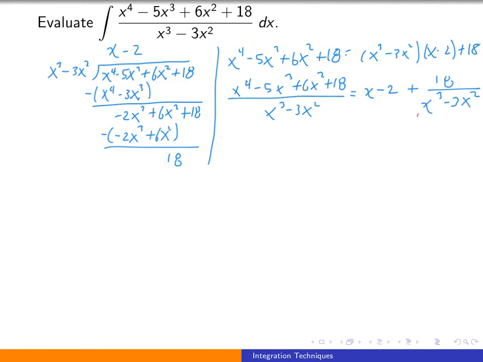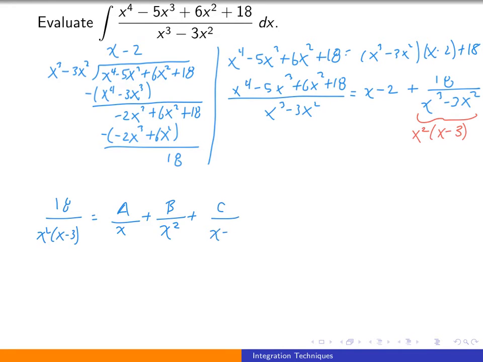In order to write out the form of the partial fraction decomposition, note that the denominator factors nicely as x squared times the quantity x minus 3. So to perform the partial fraction decomposition, we have 18 divided by x squared times x minus 3. So x squared is a repeated linear term, so A over x plus B over x squared. And x minus 3 is a single linear term, so C over x minus 3.